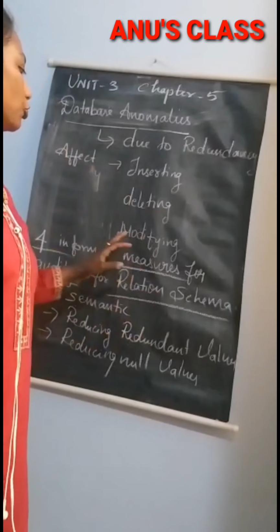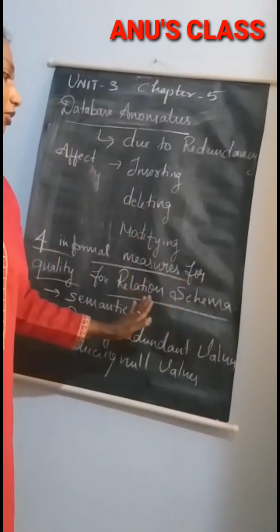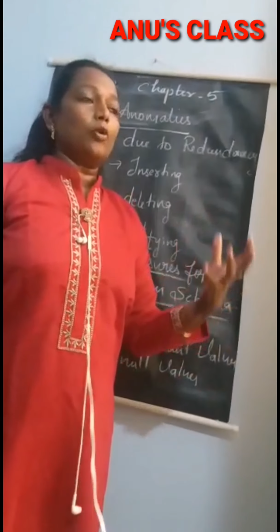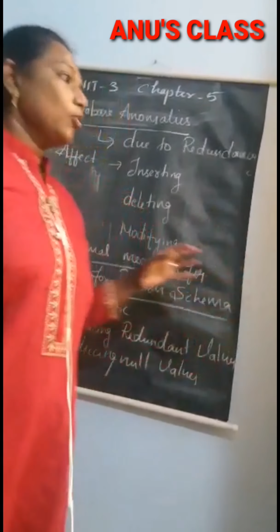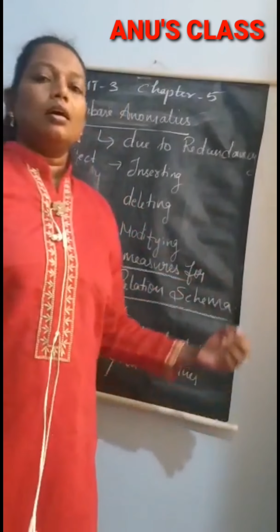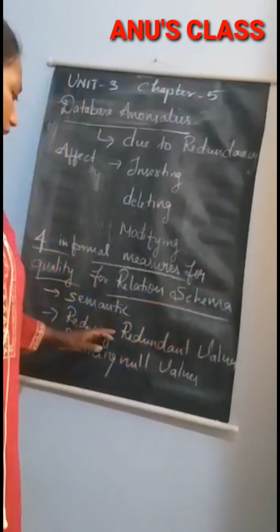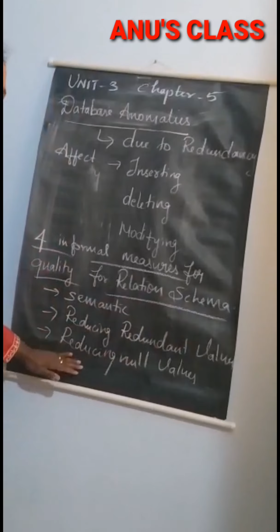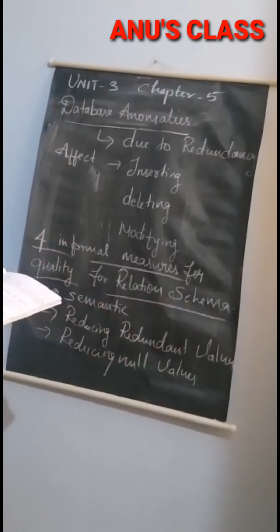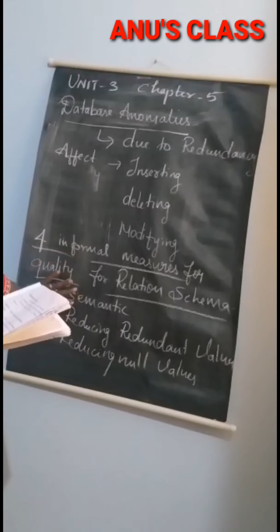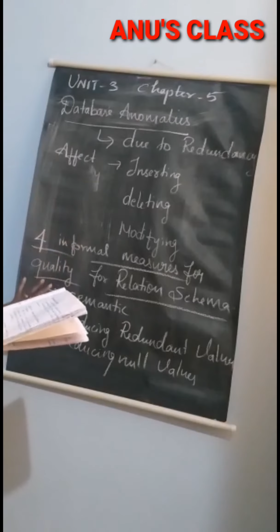Before that, a few measures for the quality of a relational schema. Schema means a design, correct? When you want a proper or quality design, what are the measures we have to take? These are the very few basic measures we are going to take with the table: semantics, reducing redundant values, reducing null values. Semantics is nothing but it specifies how to interpret the attribute values stored in a tuple of the relation.